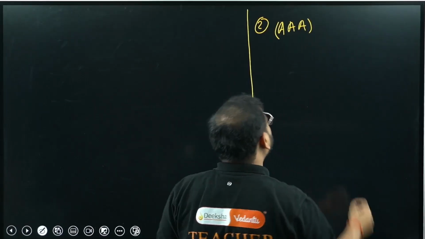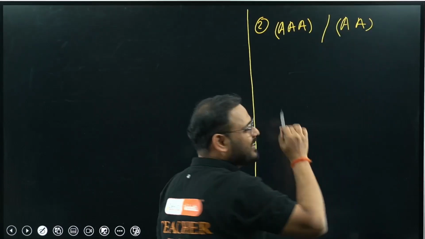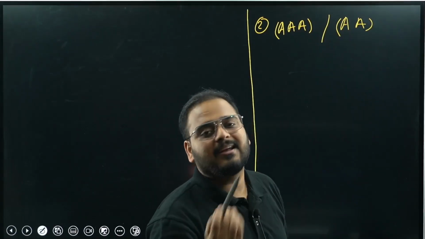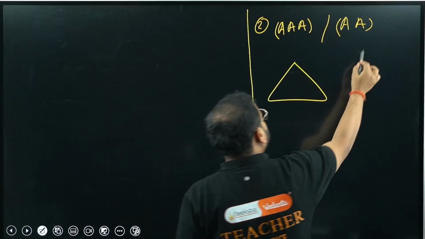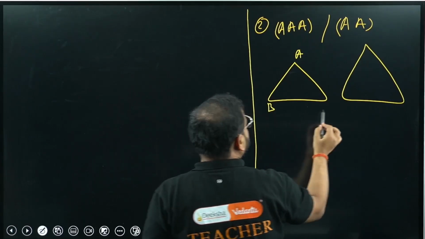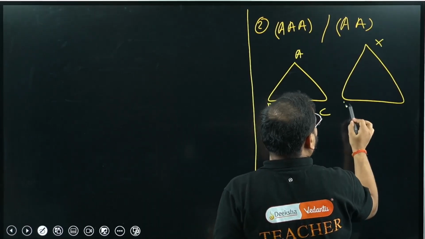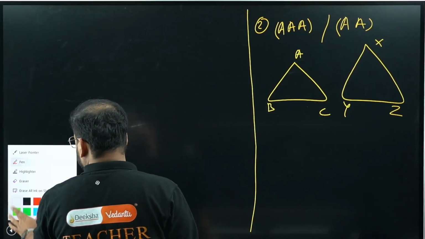Or sometimes, most of the times, only AA. Angle, or simply angle. How come, sir? Check, bacha. Two triangles like this: A, B, C, X, Y, Z. Okay, let us see.